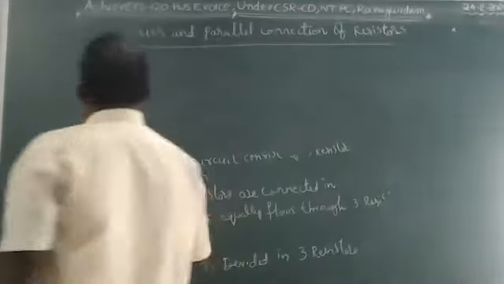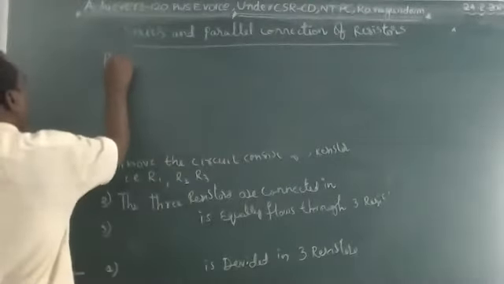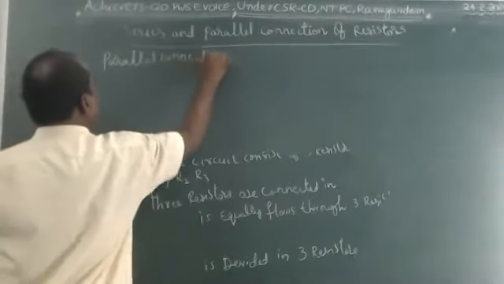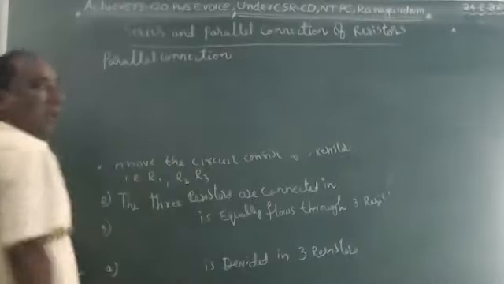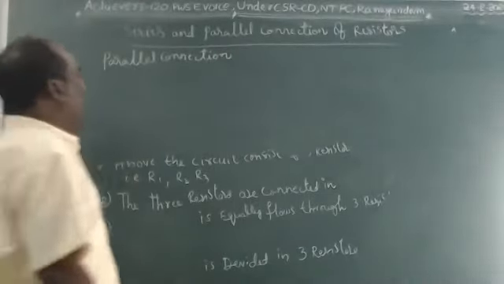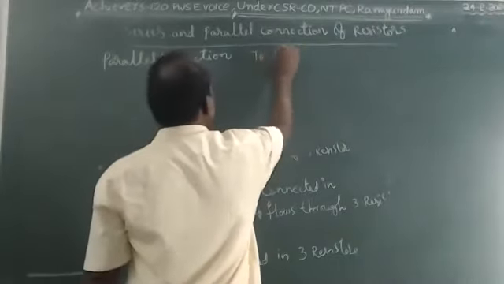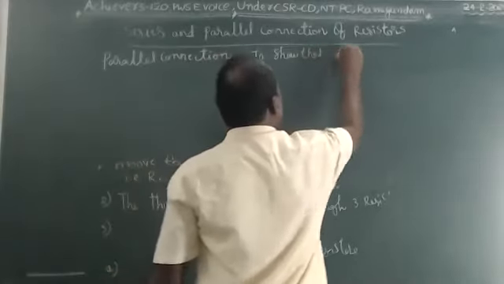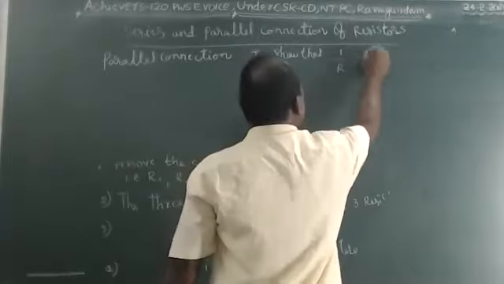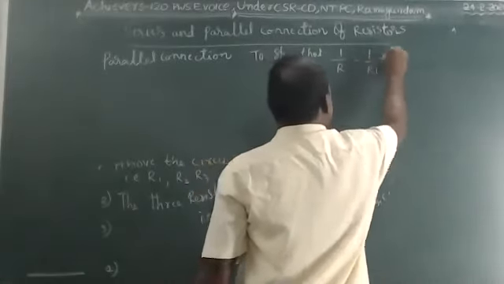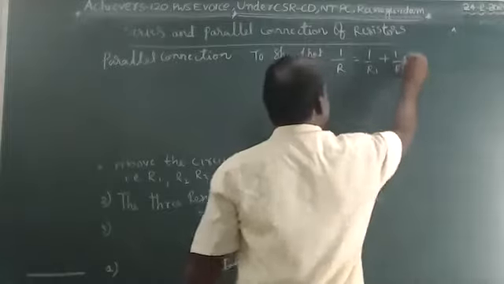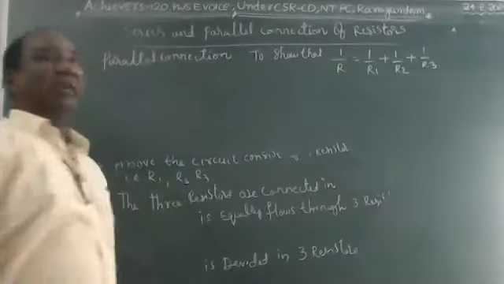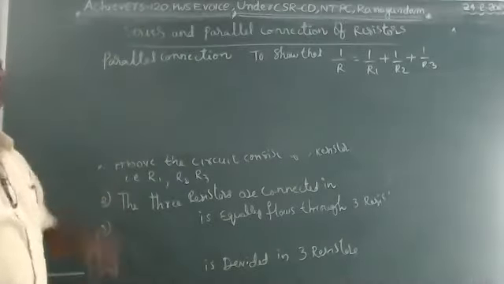Now, parallel connection, children. For this, we have to show the formula 1 by R equals 1 by R1 plus 1 by R2 plus 1 by R3. This is the formula in parallel connection, and you have to prove it.